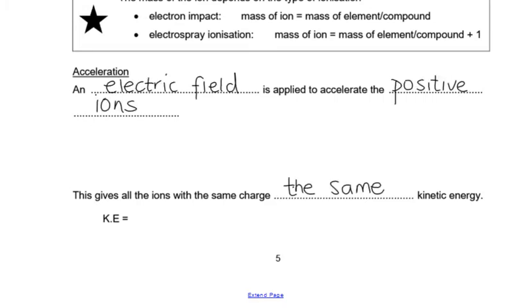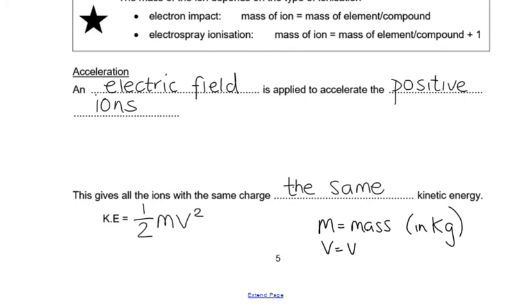It gives all the ions with the same charge the same kinetic energy. They all experience that field in the same way. And kinetic energy is a half mv squared, where m is mass in kilograms and v is velocity in meters per second. And kinetic energy is our energy in joules.